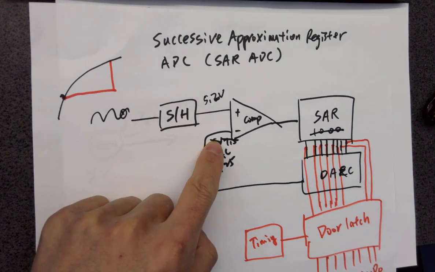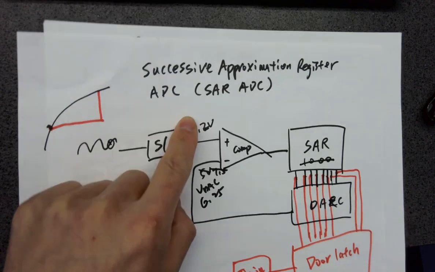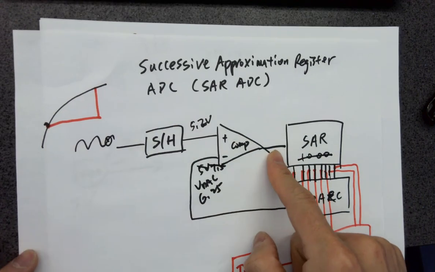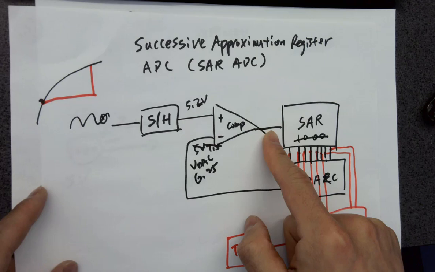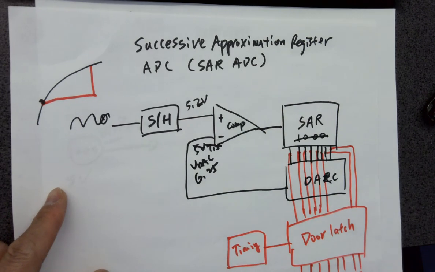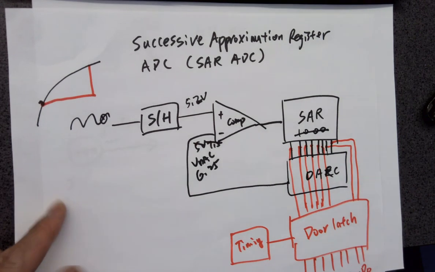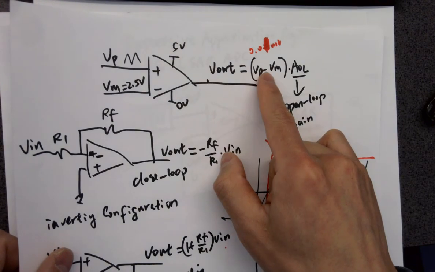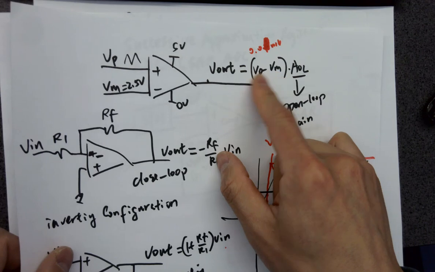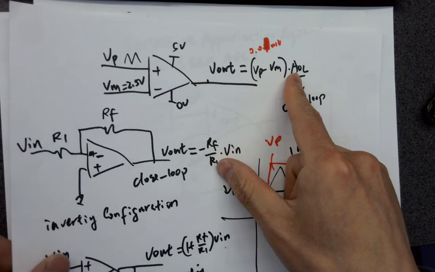6 volts, 5 volts, which is larger? This is larger, right? So in that case, the comparator's output is 1. Because the gain is VP minus VM times the open loop gain, right? So VP is larger, you're getting a positive number times a huge gain, getting to the top rail, which is 1, right? It's getting 1.